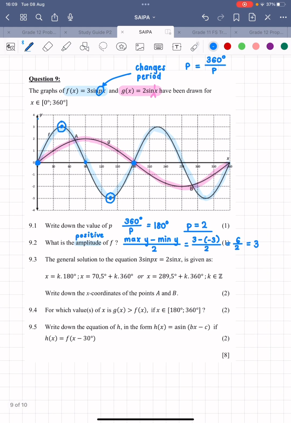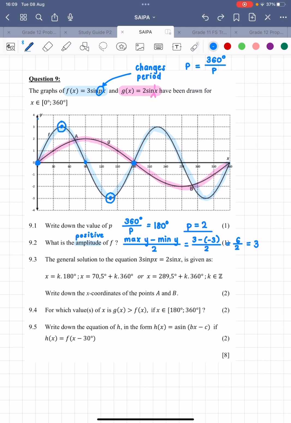You don't have to use the formula though. The formula is useful in cases where you can't actually see what the amplitude is just by looking at the graph. Or you can just look at the graph and say, what is the distance between 0 and my maximum value? 3. Or what is the distance between 0 and my minimum value, also 3, so that is my amplitude.